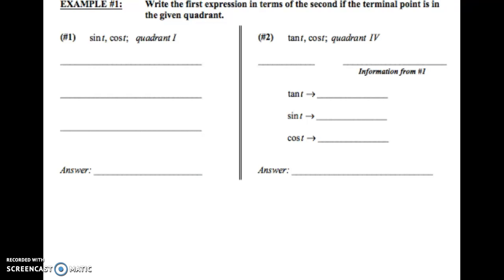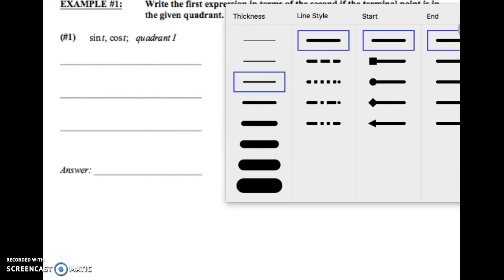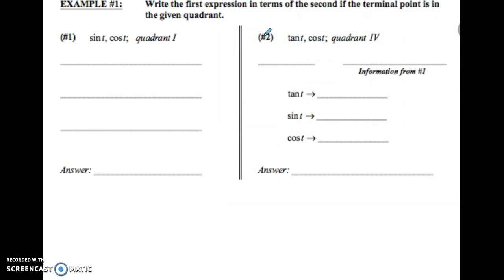The next example says, write the first expression in terms of the second if the terminal point is in the given quadrant. So for example 1, they want us to write sine in terms of cosine. That's what the instructions are asking us to do. I know it sounds a little weird. So write sine t in terms of cosine t. That's what they're asking us to do.